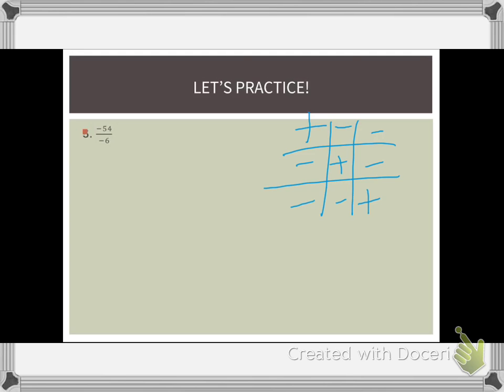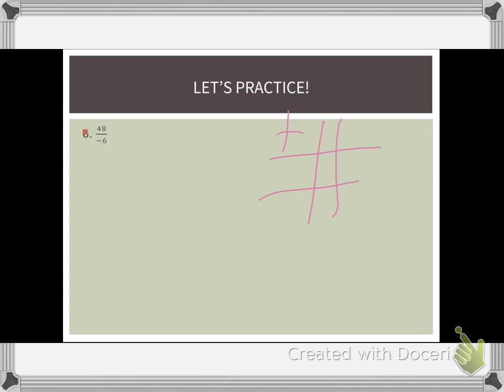So here we have a negative divided by a negative. Well, on our tic-tac-toe board, a negative divided by a negative will be a positive. And then 54 divided by 6, well, we all know that is 9. Easy peasy. Tic-tac-toe to help us remember, to show you that it can be used on all these problems.